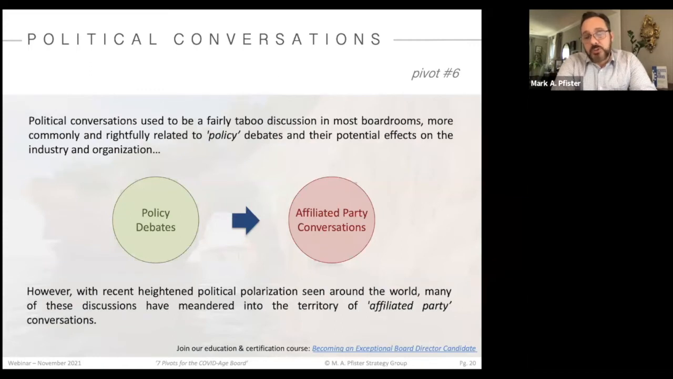And most boards today are agreeing that they want to stay out of the politics realm, both outside of the boardroom, as well as internal to the boardroom, and move these affiliated party conversations back into the policy debate area. That would be a smart move for these organizations, again, because what truly benefits these organizations are the policy debates.